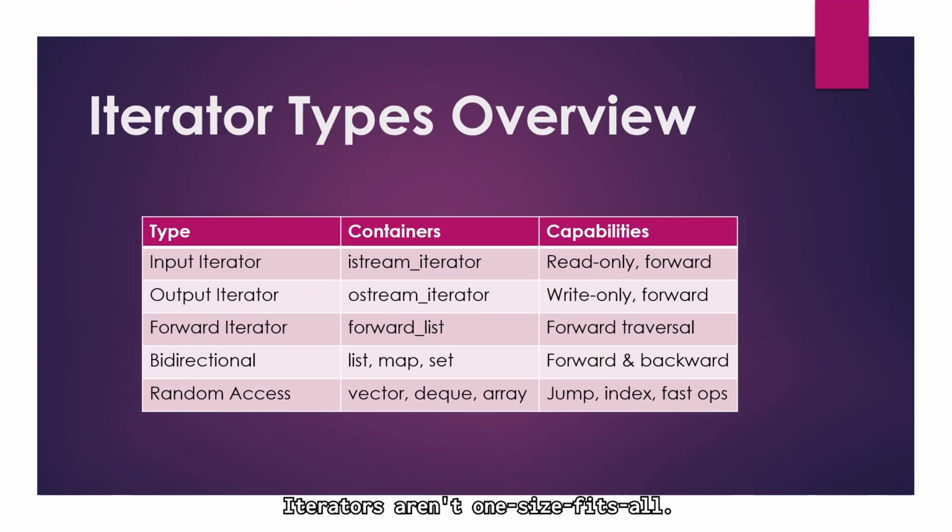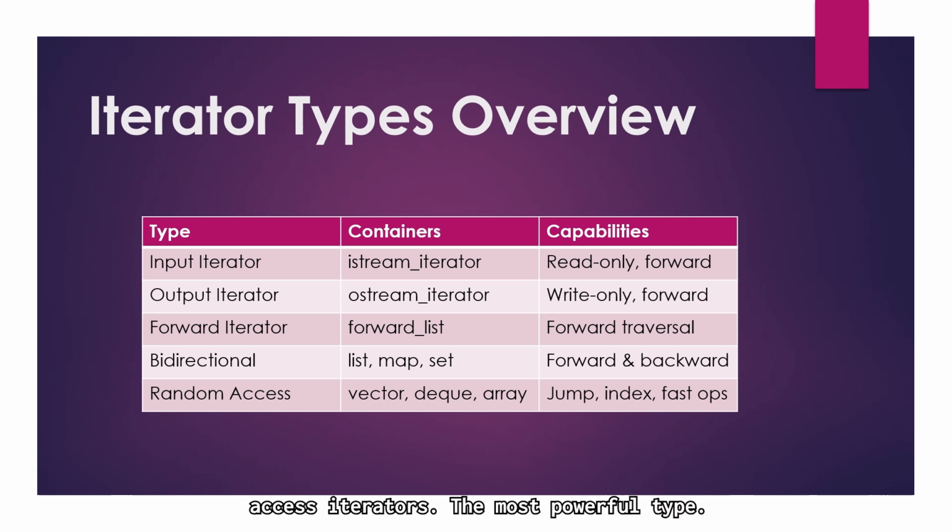Iterators aren't one size fits all. In fact, there are 5 main types, each suited for different containers and operations. First, we have input iterators like istream_iterator, which read data one element at a time. Then output iterators like ostream_iterator, which allow us to write data sequentially. Forward iterators can move in one direction and are used in structures like forward_list. Bidirectional iterators, as the name suggests, can go both forward and backward. These are used with list, map, and set.